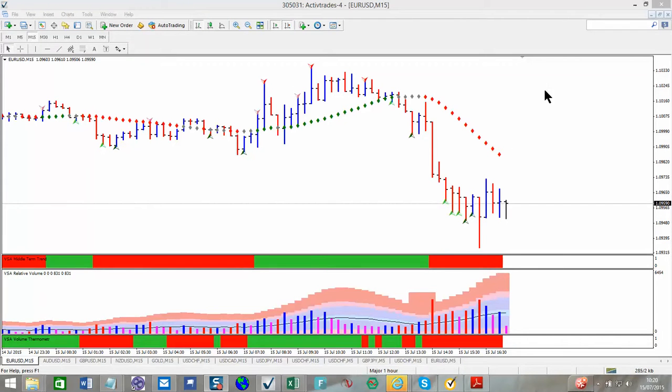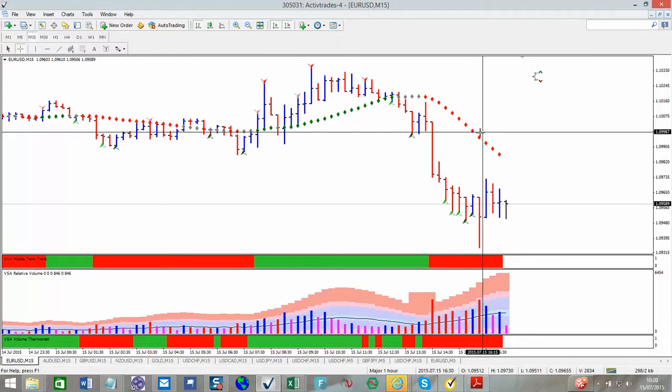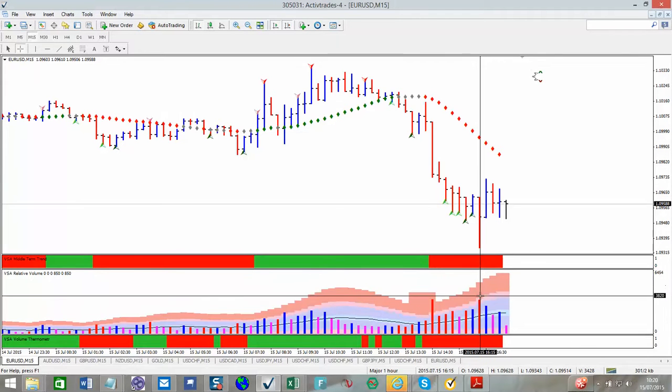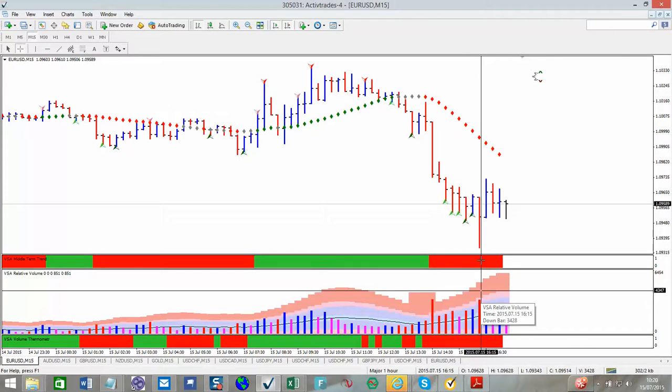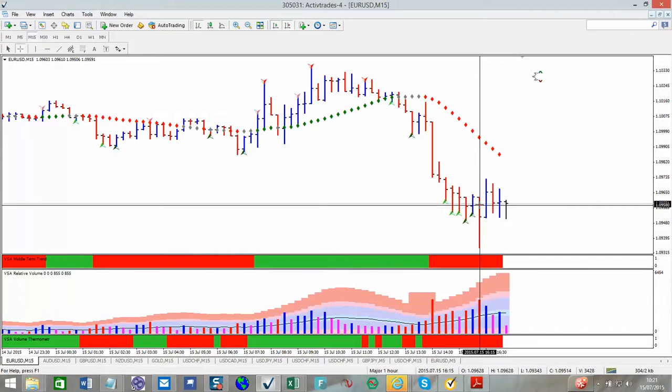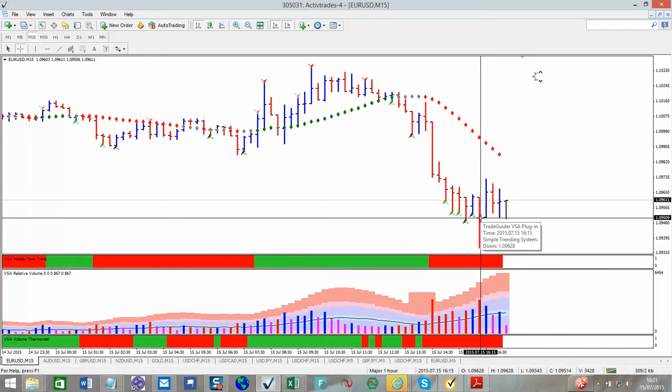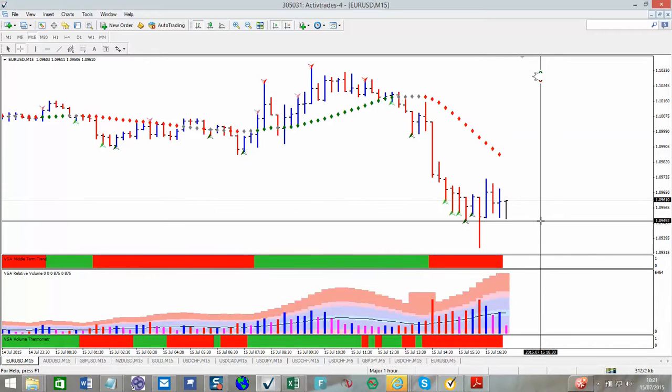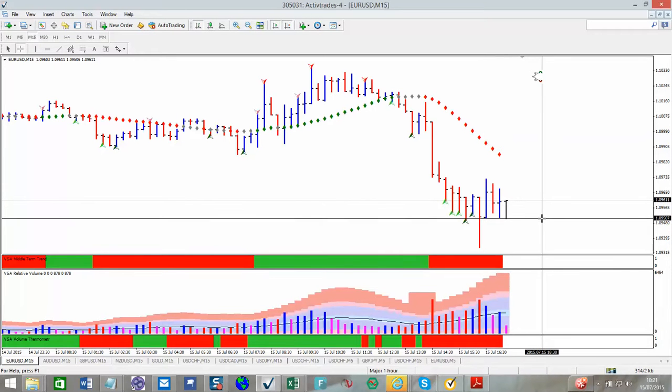Right hand side of the chart, perfect example of climactic action. What I mean by climactic action is the massive volume here, widespread bar closing in the middle. So we're looking now for a possible change in behavior before we look to see if there's a possible trade here.